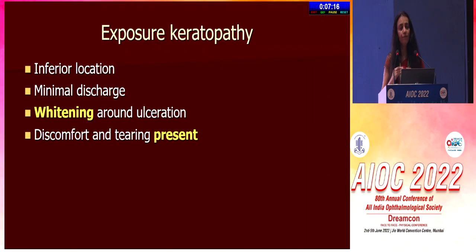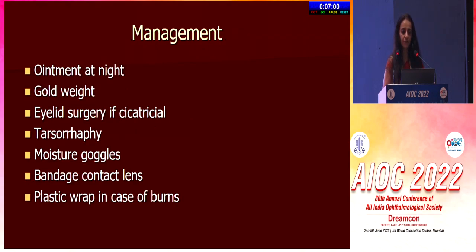So especially if you see an inferior ulcer that has minimal discharge, you see a lot of whitening around the ulcer, and that tells you that this is a chronic problem, not an acute problem, because that would have ill-defined purulent margins. And then they will have discomfort, which distinguishes this from a neurotrophic ulcer. How do you manage that? Just like you would any other non-infectious ulcer, you lubricate it, you keep the eye closed, tarsorrhaphy, moisture goggles.